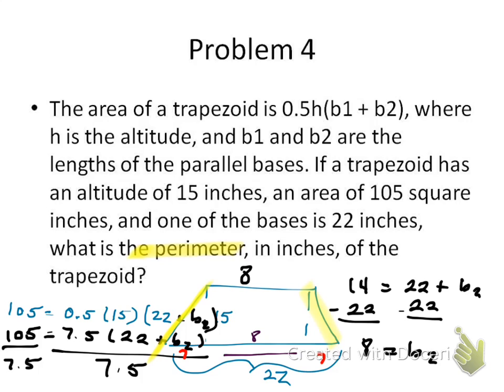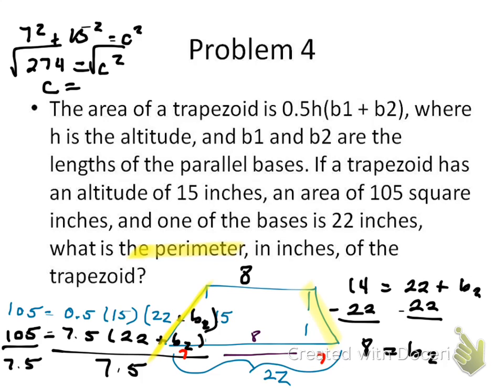Since it is a right angle, we can do the Pythagorean theorem and do 7 squared plus 15 squared, because that's our altitude, equals c squared. So 7 squared plus 15 squared gives us 274, and then when we square root it, we can get c, and c equals 16.6. So each side over here is 16.6. So then perimeter, we add up all the sides together, so 16.6 plus 16.6 plus 8.